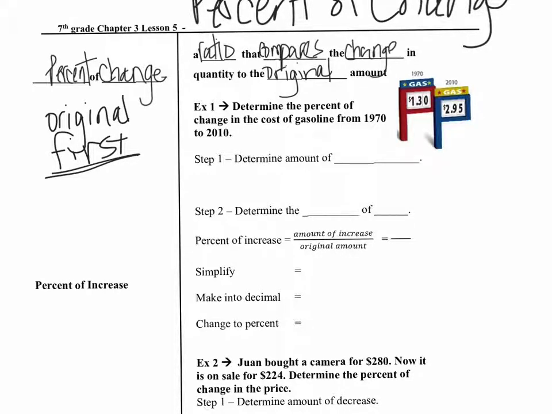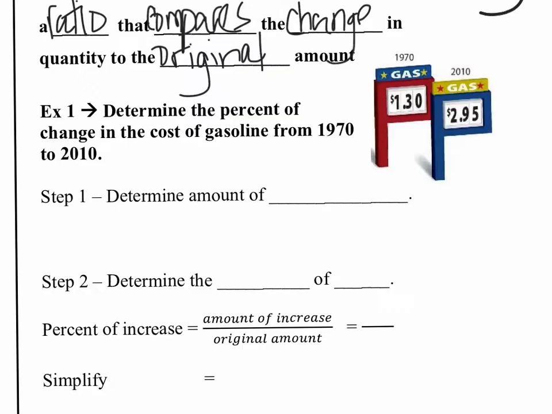Example 1. Determine the percent of change in the cost of gasoline from 1970 to 2010. What is the original gas price? That would be the first gas price, which is the one in 1970. Did the gas go up or down from 1970 to 2010? That is correct. It went up. So you are going to determine the amount of increase. Sometimes we look for decrease, sometimes we look for increase. Decrease meaning go down, increase to go up.